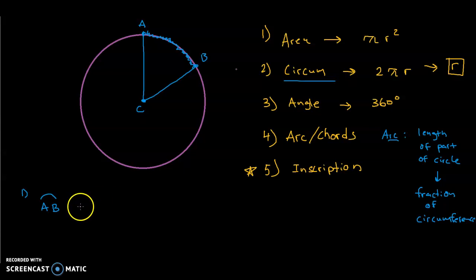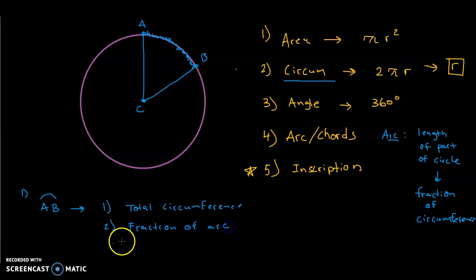So you just think about it like this. The steps for whenever you're asked to find an arc length are: number one, what is the total circumference? Second, what is the fraction of the arc? And then the third step is to multiply the fraction by the total. And that is it. Let me demonstrate this for a minute.